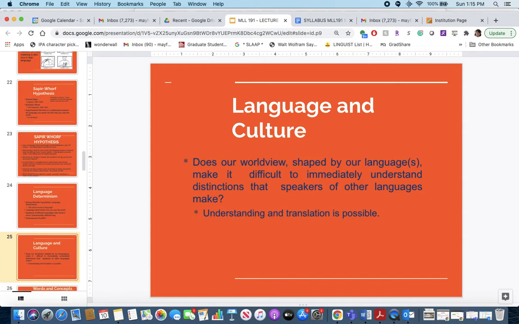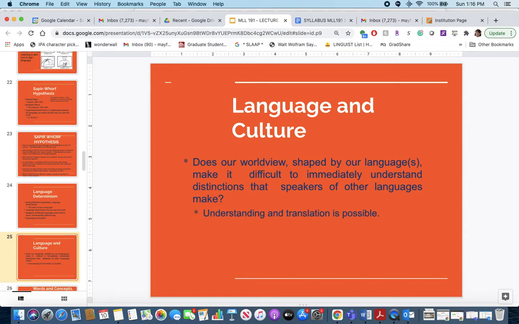And I often think, does that impact her identity? Do these languages really influence the ways in which she's able to think and speak and interact with people? So this is a question. Does our worldview shape our language, make it difficult to immediately understand distinctions that speakers of other languages make? Sometimes I think it is difficult speaking with people who might have a different language ability, but translation is possible, understanding is possible.